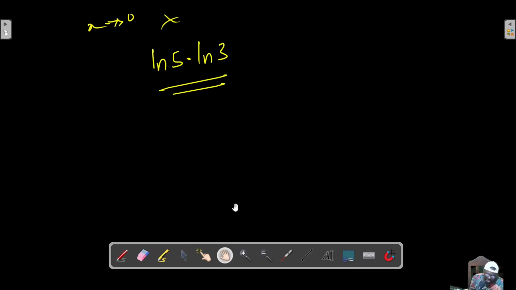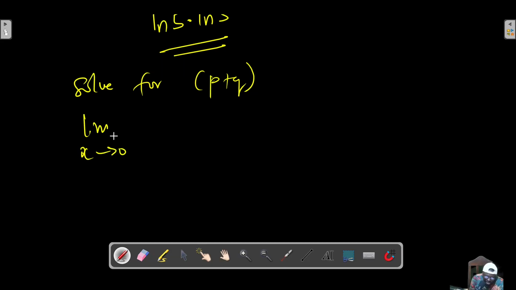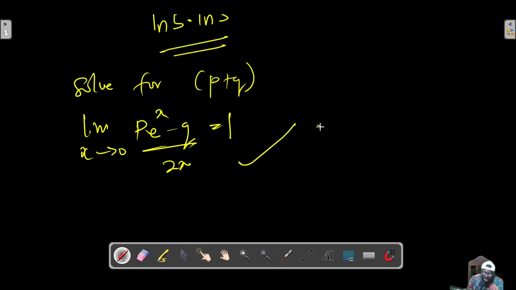Now let us do one last question. Solve for p plus q. So the limit as x approaches 0 of p exponential raised to the power x minus q, all over 2x, is equal to 1. You have to find the value of p and q, then find the sum of those two values. Yeah, so time is fast spent. I'll leave this for you as an assignment.